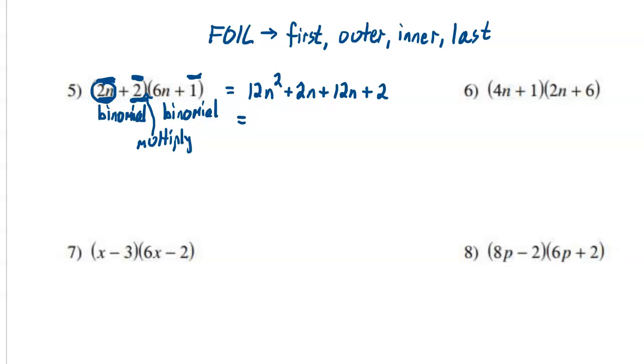When you do FOIL and you multiply the first, the outer, the inner, and the last, that will always produce 4 terms. Sometimes you can do combining like terms to simplify the answer. And in the case of this one, the 2n and the 12n are like terms and can be combined. The answer is 12n squared plus 14n plus 2.